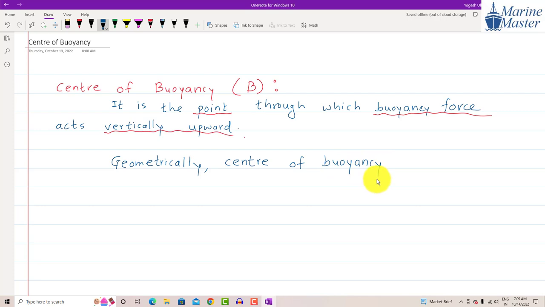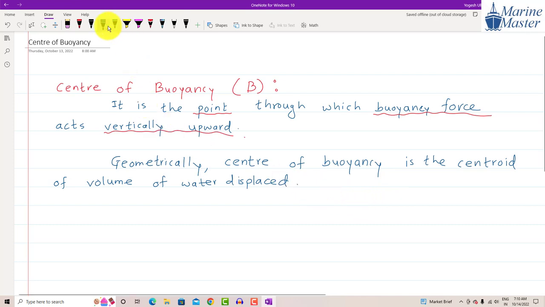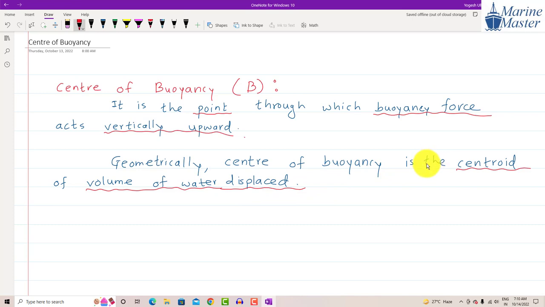Geometrically, center of buoyancy is the centroid of the volume of water displaced. I will explain with the help of a drawing, guys. So here try to see the scenario. Center of buoyancy is the centroid of the volume of water displaced.